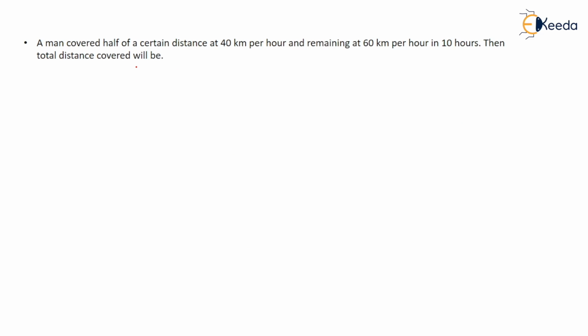Okay, a man covers half of a distance at 40 km per hour and the remaining at 60 km per hour in 10 hours. So find the distance he covered. You know that he covered half the distance, x by 2. At what speed? 40 km per hour. So half he is covering at 40 km per hour, and the remaining is also half, covered at a speed of 60 km per hour.